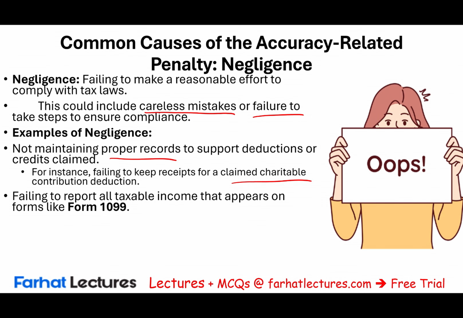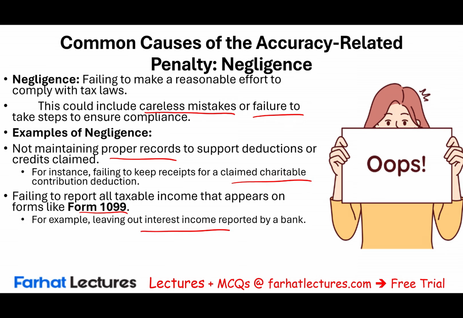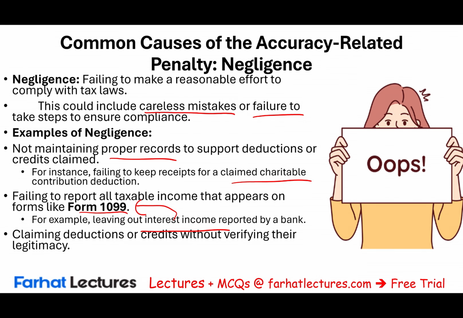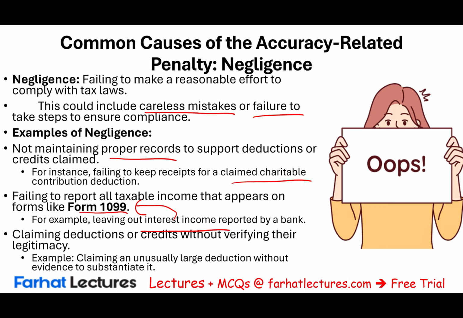Also, you may not report some of your income from a 1099. You did some work and it appears on your 1099, you did not report the income. It's by mistake, you lost the paper, you forgot about it, you were negligent. Or leaving out interest income that's reported on 1099 by a bank. So claiming deductions or credit without verifying their legitimacy. Just kind of claim them and you're not 100% sure whether they apply or not. For example, claiming a large deduction without evidence to substantiate it. So those are some examples of negligence.